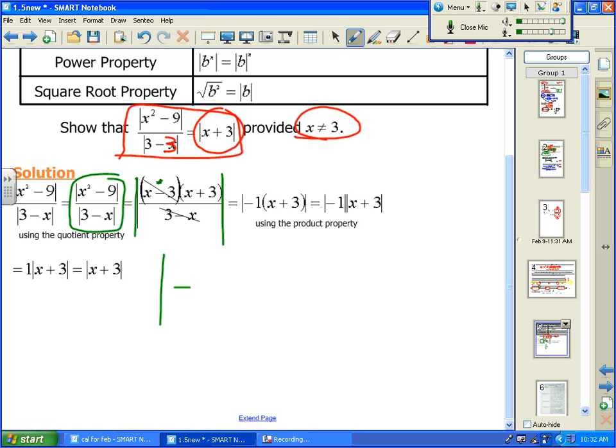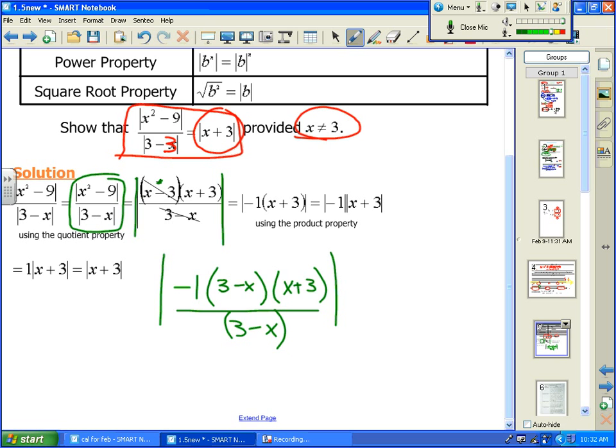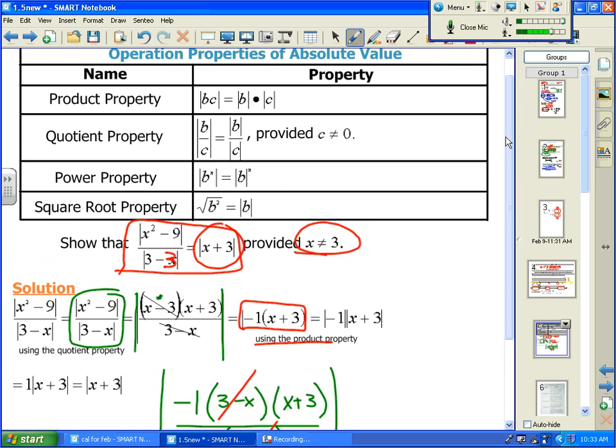So this negative 1, he should have had it basically like this. So it's going to change it to the 3 minus x, and he still has the x plus 3 all over. Now he was able to cancel this bracket with that, and then he's left himself with inside the absolute value bracket negative 1 times x plus 3. And then use the product property. Speaking up here for a second, he's got negative 1 times x plus 3 absolute value bracket.